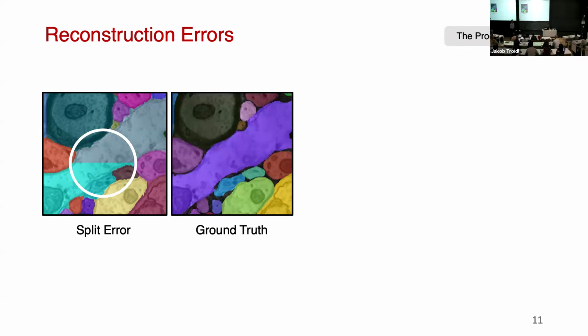In order to better understand how we can tackle this, we need to first see what types of reconstruction errors an AI-based neuron segmentation algorithm makes. The first reconstruction error is called a split error. In this small example, you can see that the segmentation algorithm has incorrectly segmented this one particular neuron as two separate segments, but instead, it should be one segment. So these two segments need to be merged together.